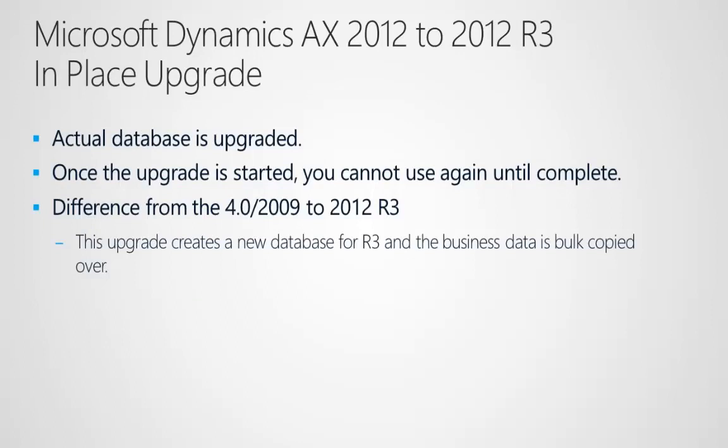Why do we call this an in-place upgrade? This is because the actual database is upgraded in place. This is unlike an upgrade from AX 2009 to 2012, in that in that process we actually create a new database for the business data and we bulk copy the data over. Within the R3 and R2 in-place upgrade process, we're actually upgrading on top of itself. This is an important distinction, in that once you've started the upgrade process, you are actually affecting the business data, and the only way to roll back would be to use a backup of the database you created before you started.